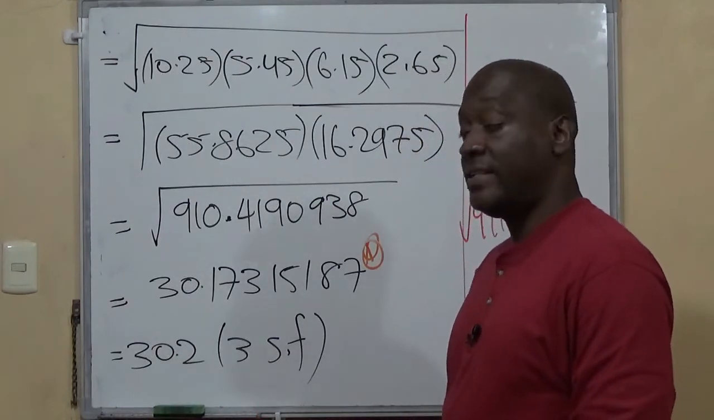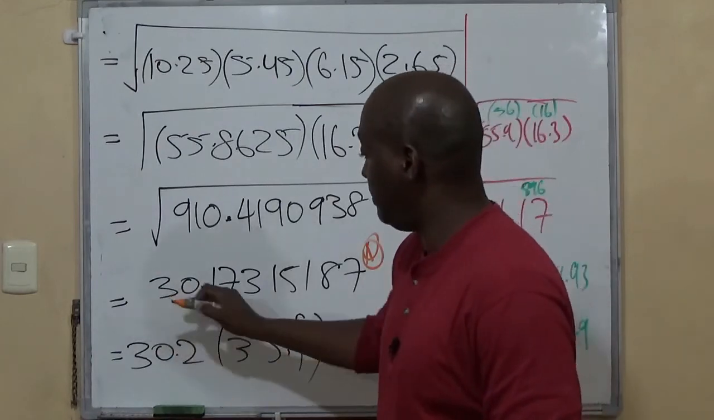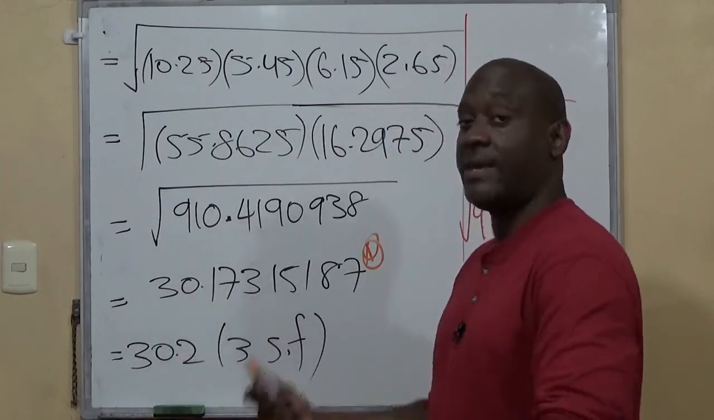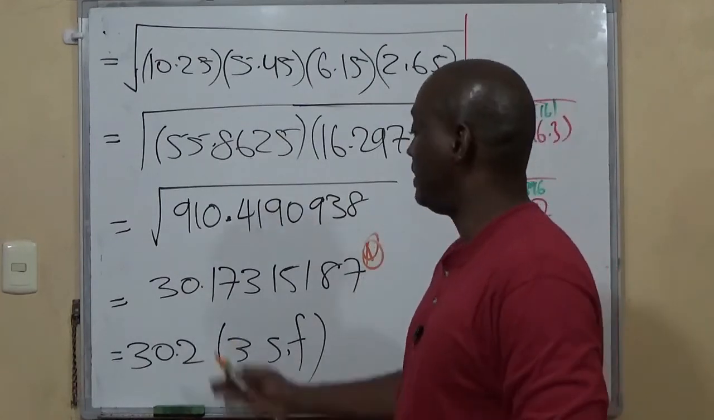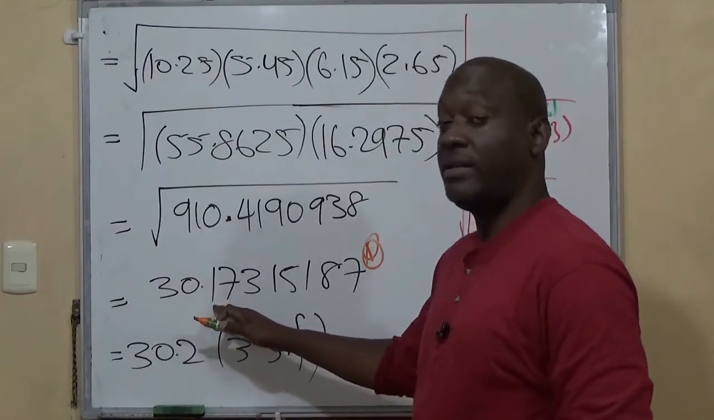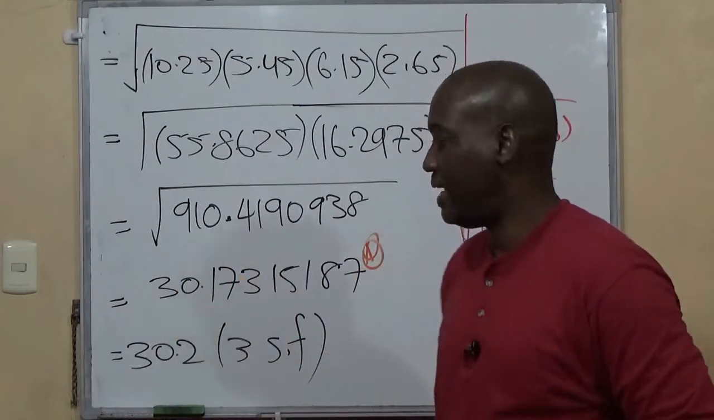If for some reason they decide to harass you and ask for four significant figures, then the answer will be 30.17, which is the same thing as asking for two decimal places, which in this case will be the same 30.17. Again, go to my video on the website, where we discussed all of that in a nice way.